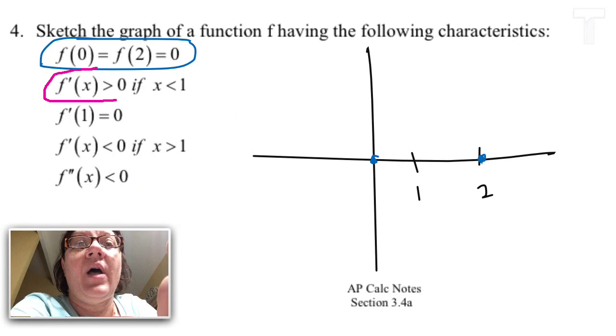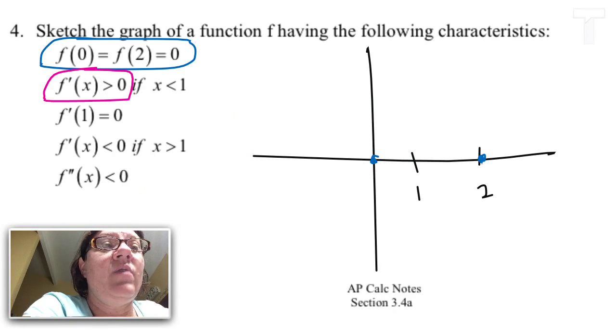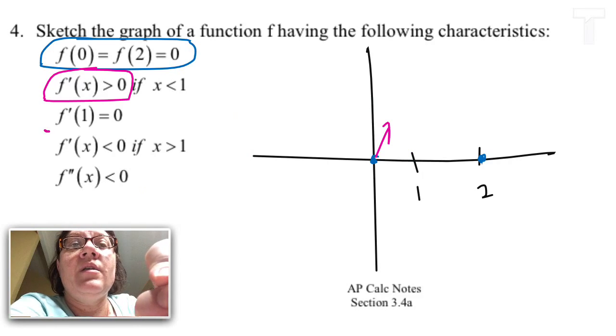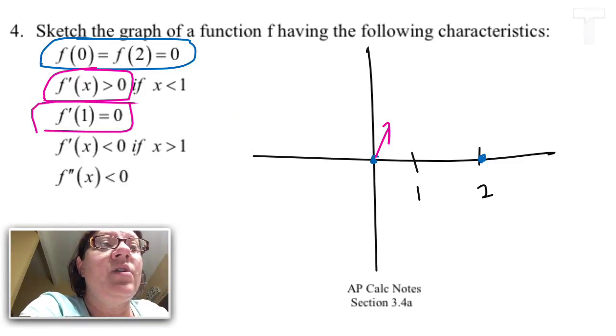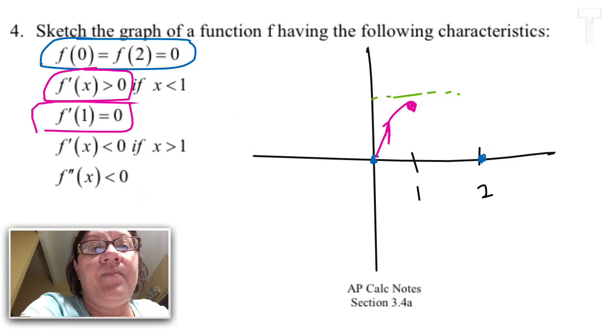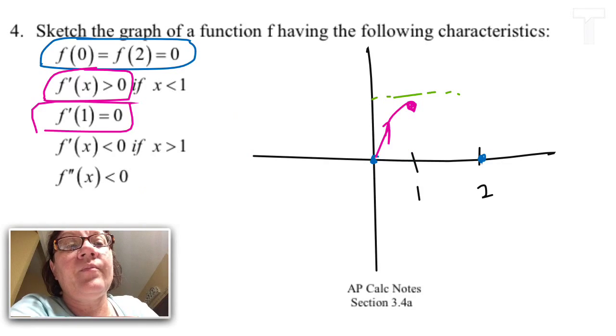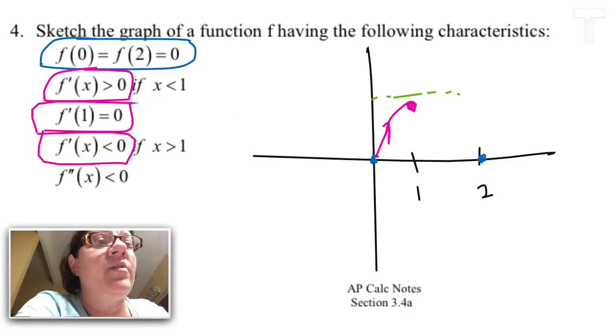So the slope is positive when x is less than 1. So for x less than 1, I should be going up. And then the slope is 0 when I'm at 1. Oh, I'm going to get a turnaround point. So I'm going to turn around right there, right? Because if I draw in the tangent line, it would be horizontal. And then my slope is negative when I'm greater than 1. So now I've got to be headed back down.